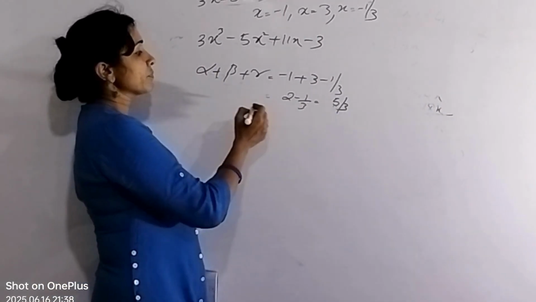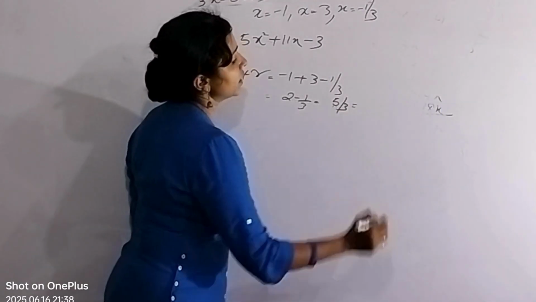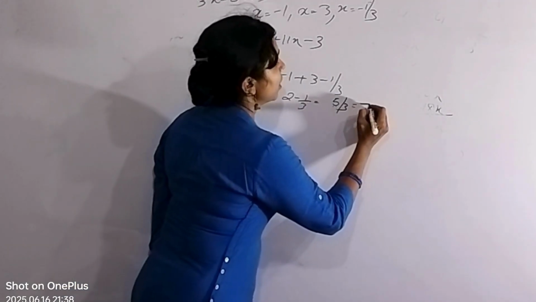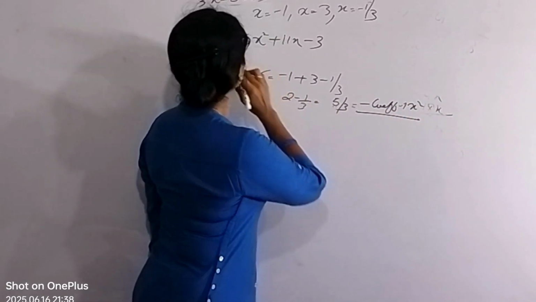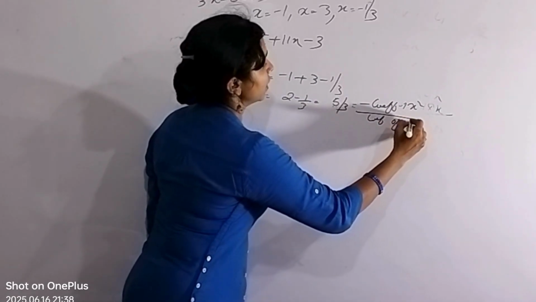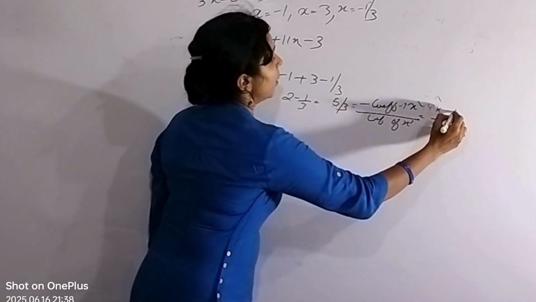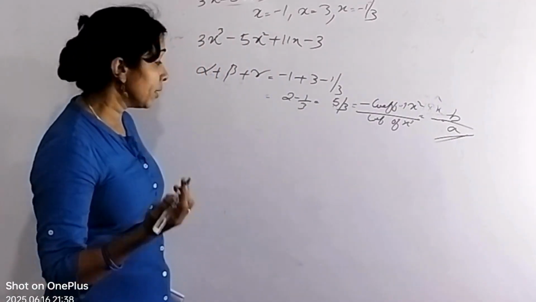That is my sum. So what we can tell, as we have already learned from generalization, is that it equals minus of the coefficient of x square divided by the coefficient of x cube, that means minus b by a. Clear? We have already proved this also.